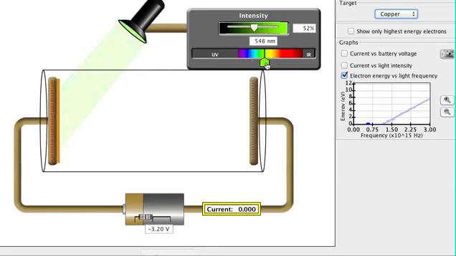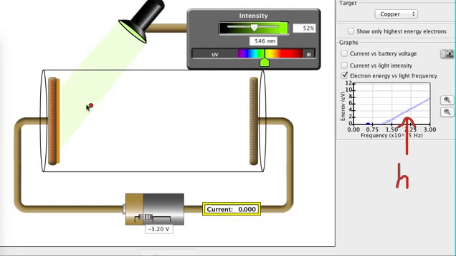Regardless of what type of metal we use, it turned out that the slope of this graph was always the same. So if you took the slope of this graph, no matter what metal you used, it turned out that the slope was equal to some number, and that number is now known as Planck's constant. It goes by the letter h.